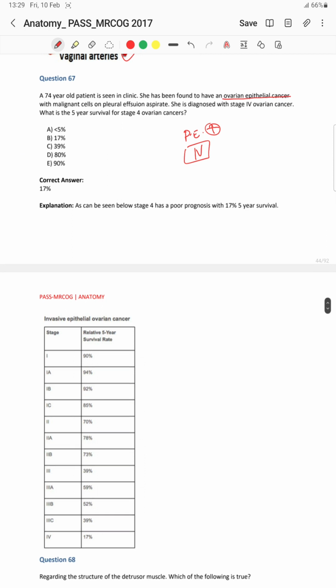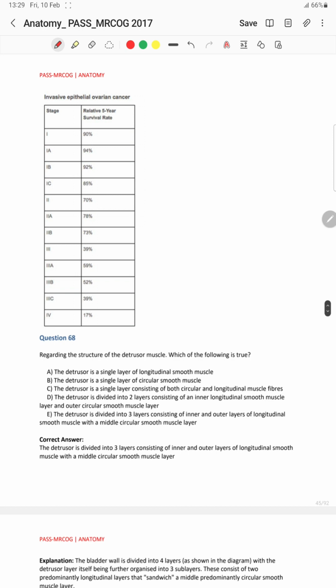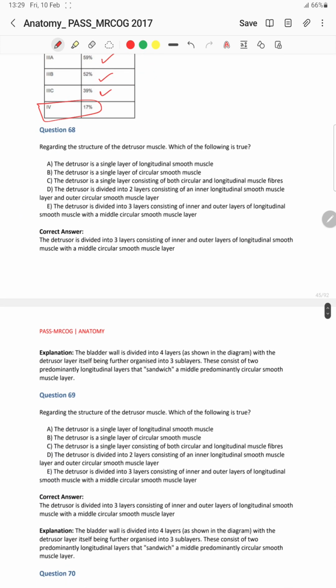Stage 4 again has a very poor prognosis, and it has a 5-year survival of 17%. If we see the relative survivals: stage 1 has 90% 5-year survival, stage 1A has 94%, 1B has 92%, and 1C has 85%. Stage 2 has 70%, stage 2A is 78%, stage 2B is 73%, and stage 3 is 39%. 3A has 59%, 3B has 52%, 3C has 39%, and stage 4 has a 17% survival rate over the coming 5 years.